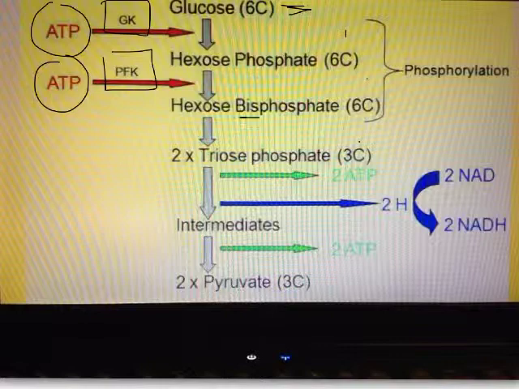And remembering the bis instead of bi, hexose bisphosphate splits into 2 triose phosphates, and then goes through a series of reactions where intermediate compounds are formed, ultimately resulting in 2 lots of pyruvate. ATP is produced, so 4 there, which gives you a net gain of 2, and as well, very, very important, 2 lots of NADH are made as well.